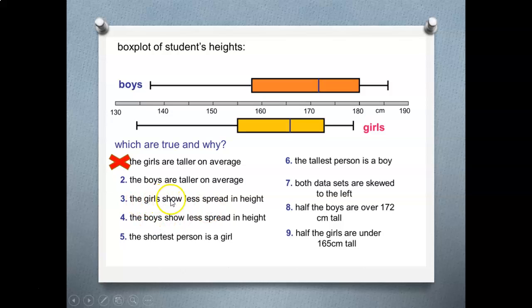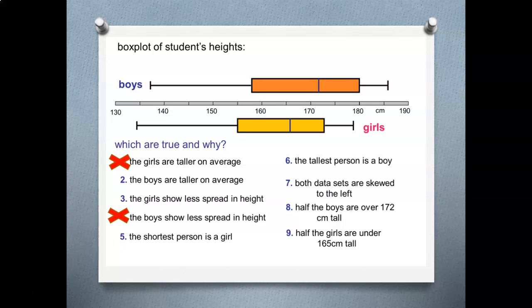Number 3, the girls show less spread in height. Well, these are pretty close, so you might have to actually figure out the range, because this one starts a little before this one and this one ends after, but the difference here is pretty small. The difference here is bigger, so the girls do have less spread in height. Well, if that's true, then number 4 has to be false. The boys show less spread. The boys are more spread out, so that's not true.